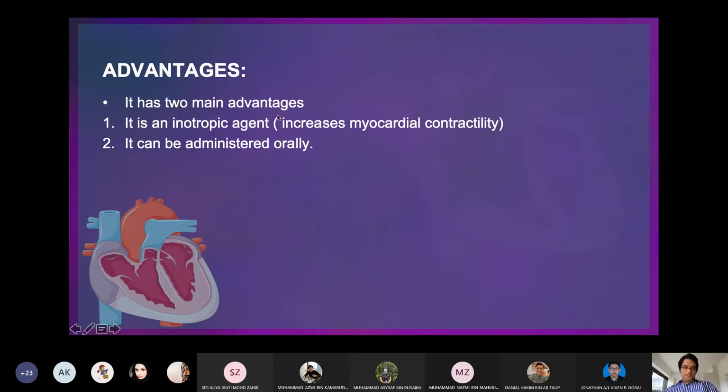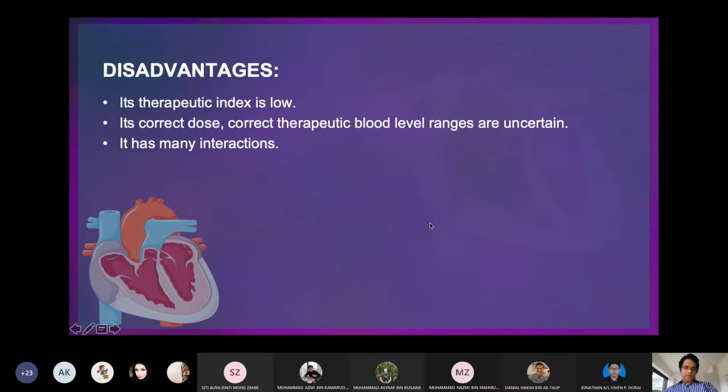Now, there are two main advantages. It is an inotropic drug that increases contractility, and you can give this drug orally. Most digoxin we give orally. Disadvantage: this drug is very toxic, so you have to give a small dose. If the patient's heart condition is too bad, you cannot increase the dose. Always follow the therapeutic window: the correct dose and correct therapeutic blood level. The ranges are uncertain because different patients give different responses.